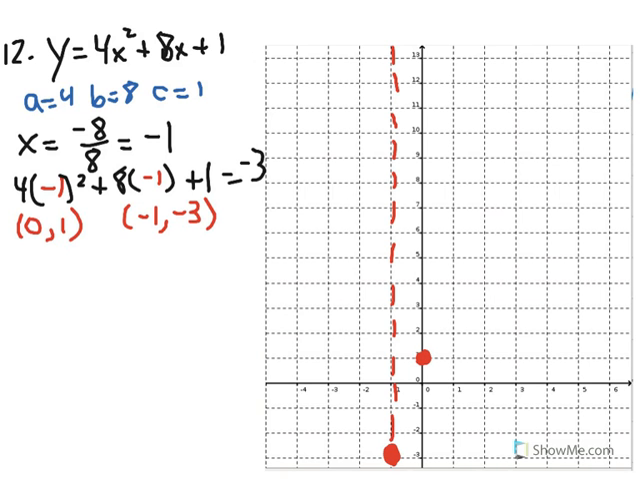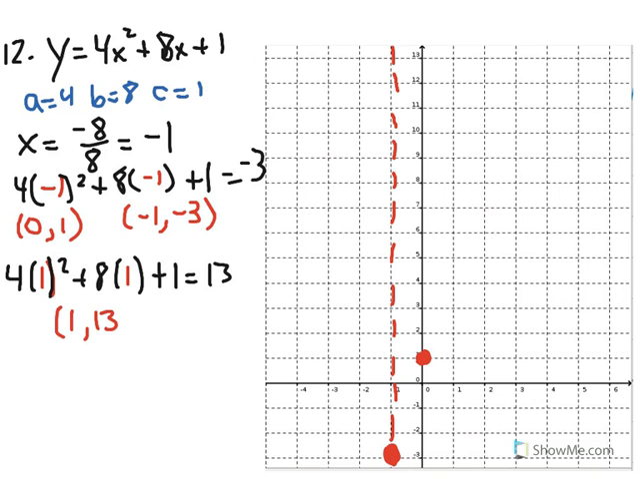And I'm going to try and get 2 other values. I need to work on the right-hand side so I can fill in this half. So I'm going to choose 1 and 2. If I plug 1 into the function, I get 4 times 1 squared plus 8 times 1 plus 1. That's going to be 4 plus 8 plus 1, which is 13. So that point that I'm going to plot is 1 comma 13. And I do just barely have enough room for that.